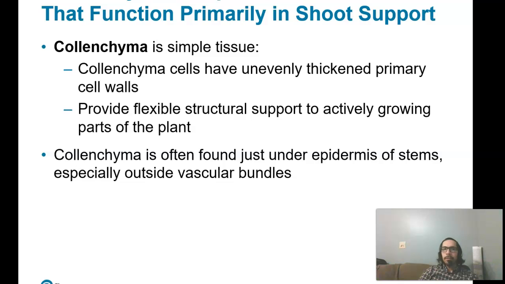The collenchyma cells have unevenly thickened primary cell walls, and this provides flexible structural support to the actively growing parts of the plant. The collenchyma is often found just under the epidermis of the stems, and especially outside the vascular bundles.